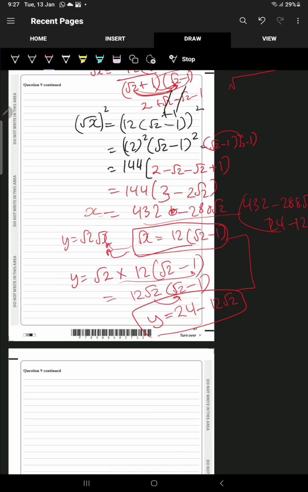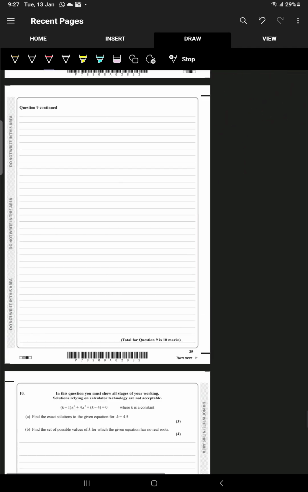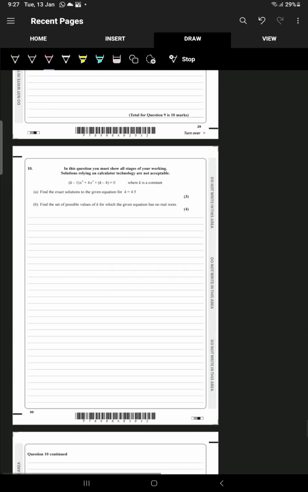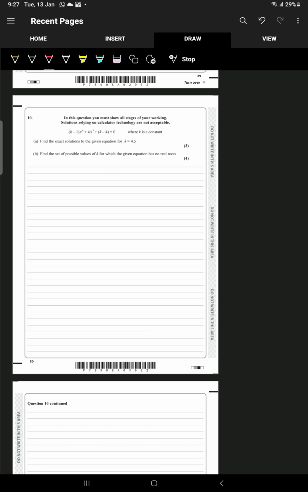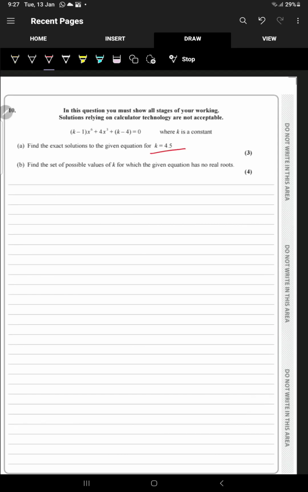A bit tricky one there, I would say, a bit hard. Okay, last question. Find the exact number of solutions with given k equal to 4.5. So we have 4.5 minus 1 times x to the power of 6 plus 4x to the power of 3 plus 4.5 minus 4. You sub in the values: 4.5 minus 1 is 7 over 2, and 4.5 minus 4 is just a half, equal to 0.